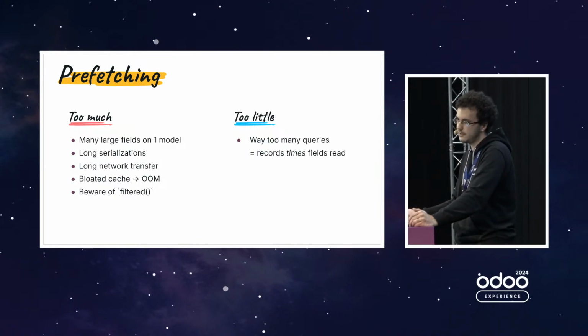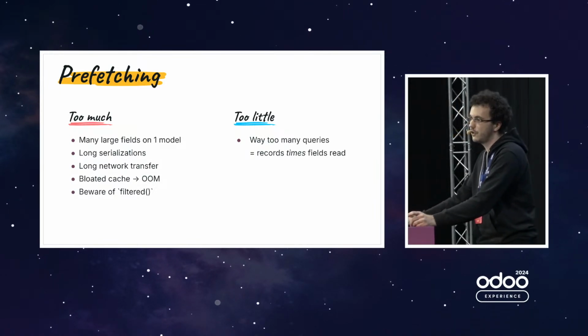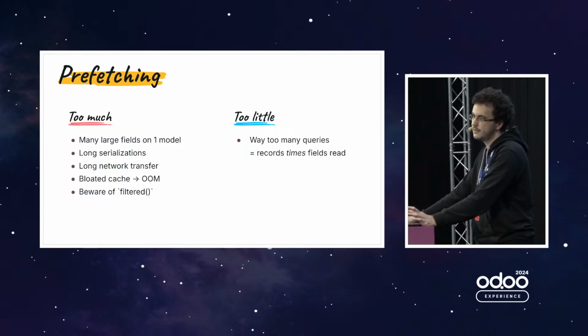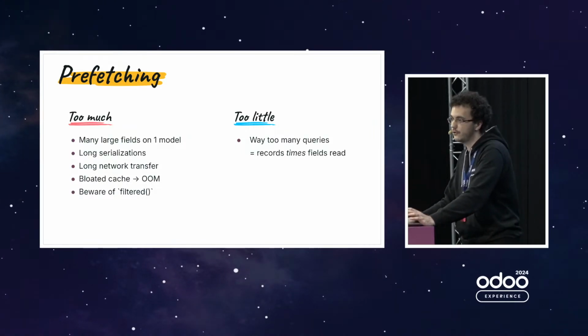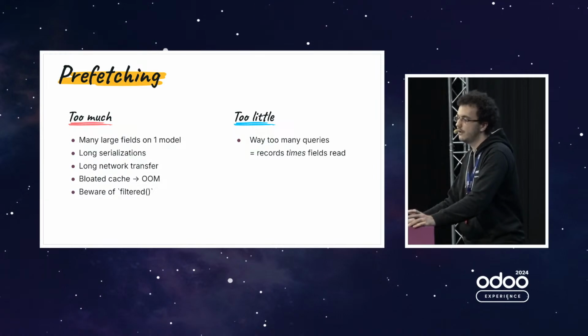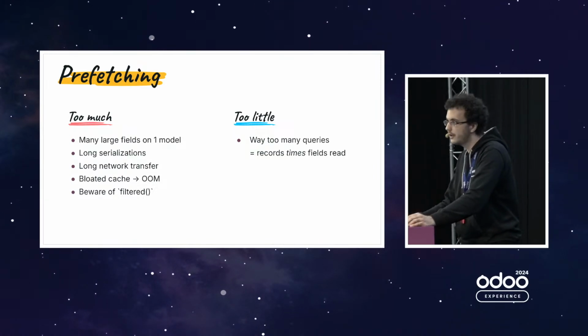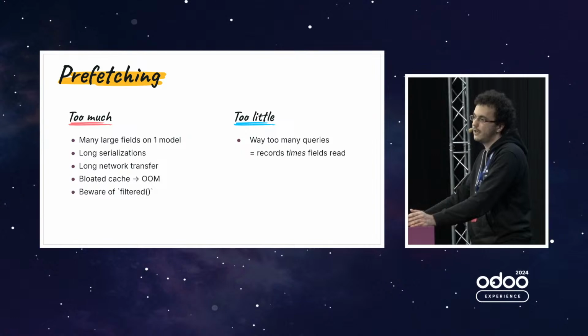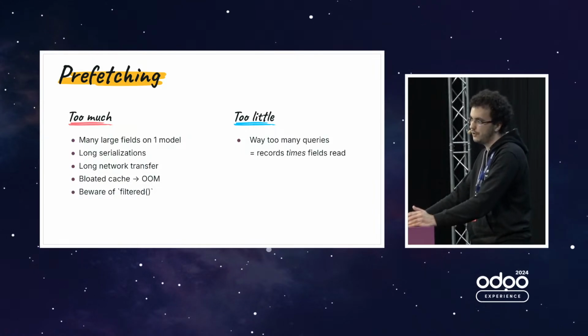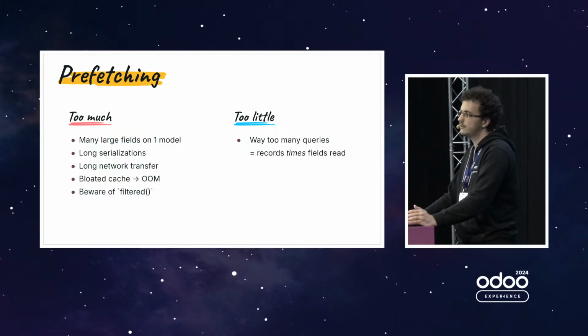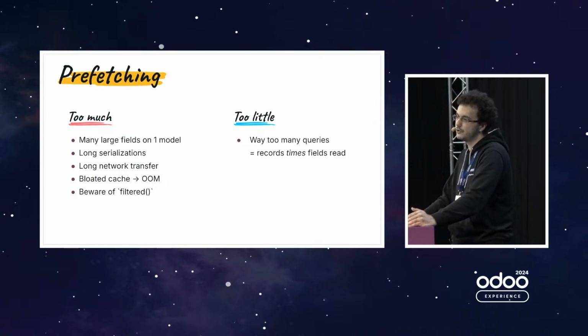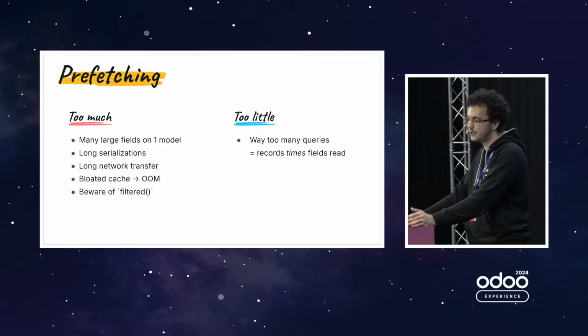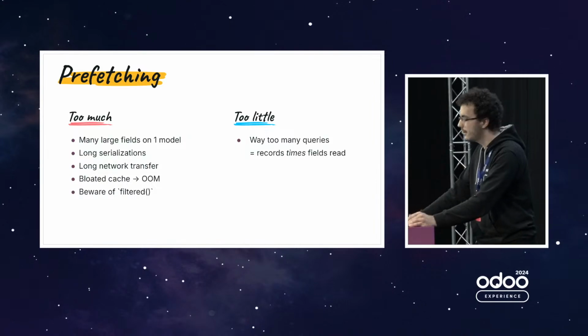A fix for that is you can use a context key called prefetch_fields=False, and in that case it disables the prefetcher for the fields for that particular instance of the context you're using it for. You're going to make a query for every reading of the state, but the benefit is you're not putting large values in the cache, so you're potentially not bloating your system.